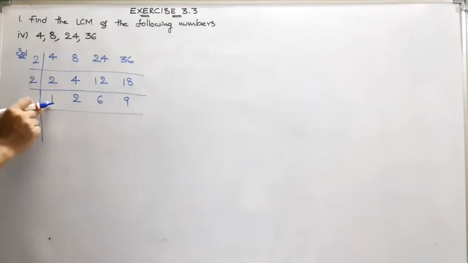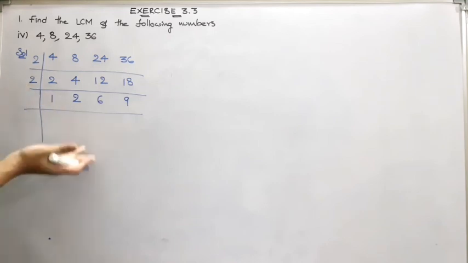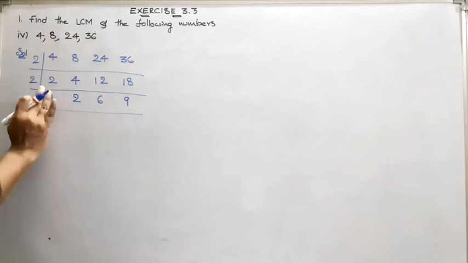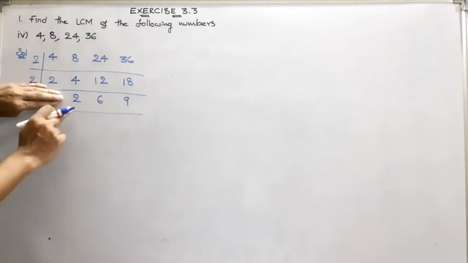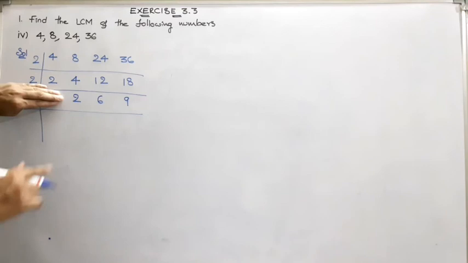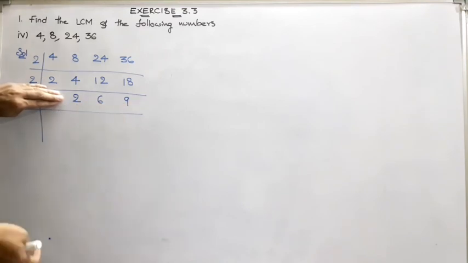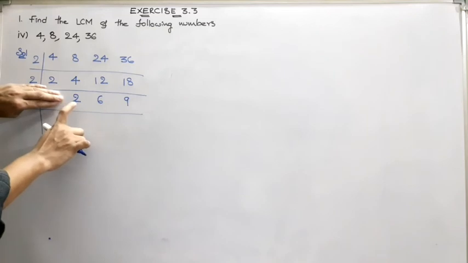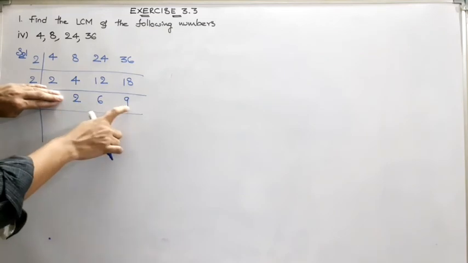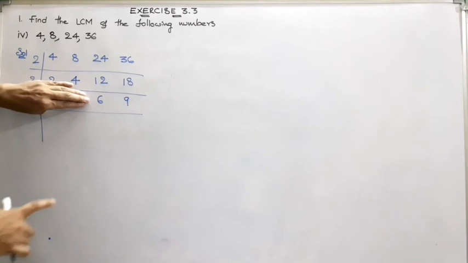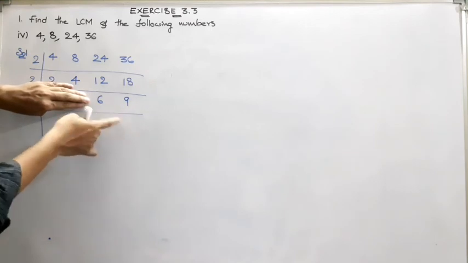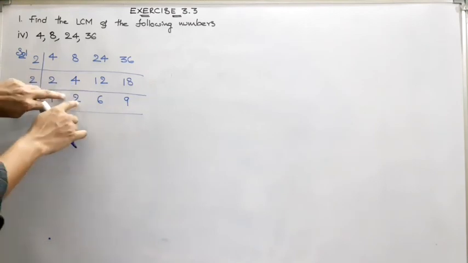Here we have 1. Whenever you see 1, you just leave it. No need to touch 1 because 1 multiplied by anything gives the same number. So we'll forget about 1 and we'll check 2, 6, 9. Is there any common table which cancels 2, 6, 9? No, because if we take 2 table we can cancel 2 and 6, whereas 9 is not possible. If we take 6 and 9 we can cancel in 3 table, but we can't cancel 2.